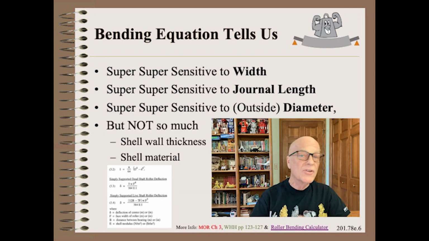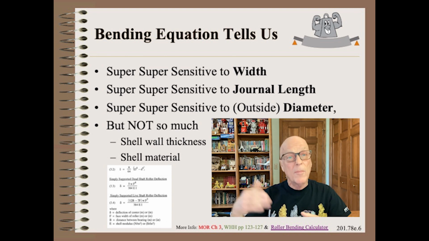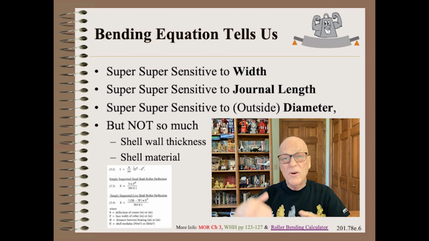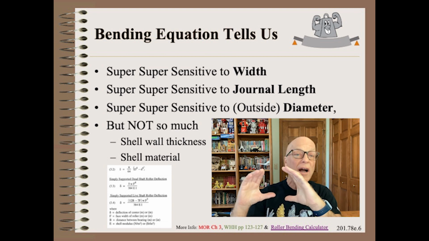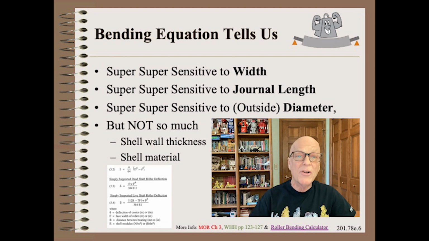The bending equation also tells us that some things are not all that important. One is shell wall thickness. Another, perhaps surprisingly, is shell material. In other words, going from aluminum to steel, or steel to carbon fiber, will buy you very little compared to buying the next larger diameter of roller shell tubing or casting.